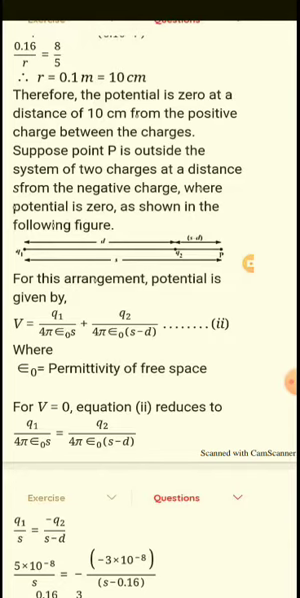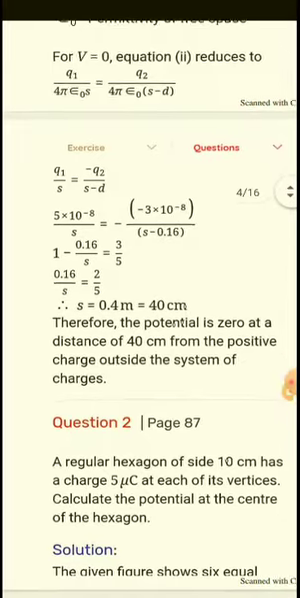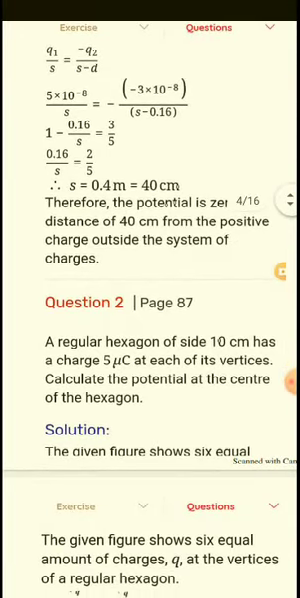0.4 meter can be written as 40 centimeter. So the potential is 0 at a distance of 40 centimeter from the positive charge outside the system of charges. If the point is outside the system, then at 40 centimeter the potential will become 0. Okay, so this is the first question.